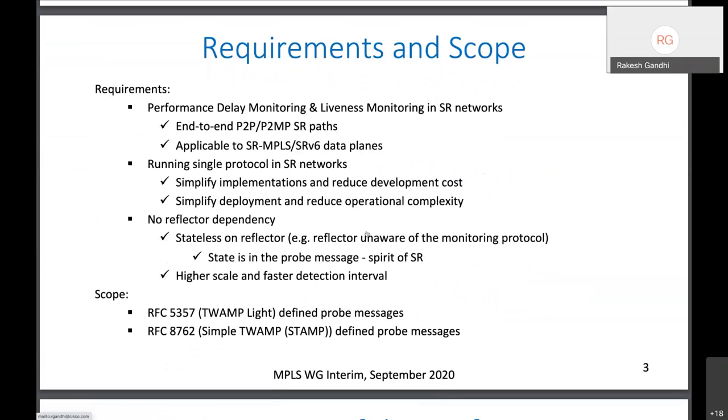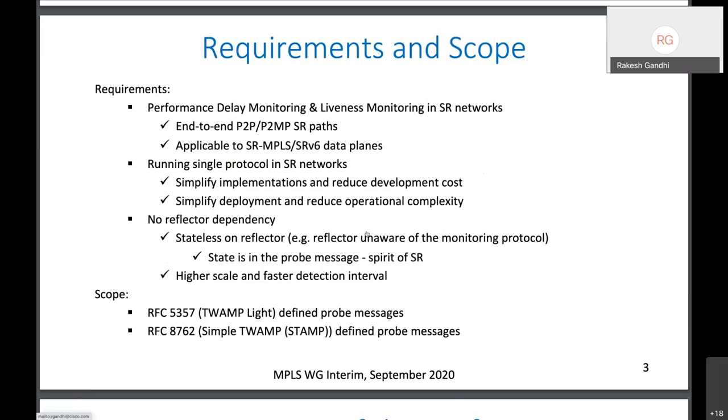please. So the draft addresses the requirements for performance monitoring, enhanced performance monitoring, we call it, in segment routing networks for end-to-end SR paths, could be P2P or P2MP, and it's applicable to SR-MPLS and SRv6 data planes. So there is increased requirement to run a single protocol in SR networks to simplify implementation and development cost, and to simplify the deployment and the operational complexity in the network.